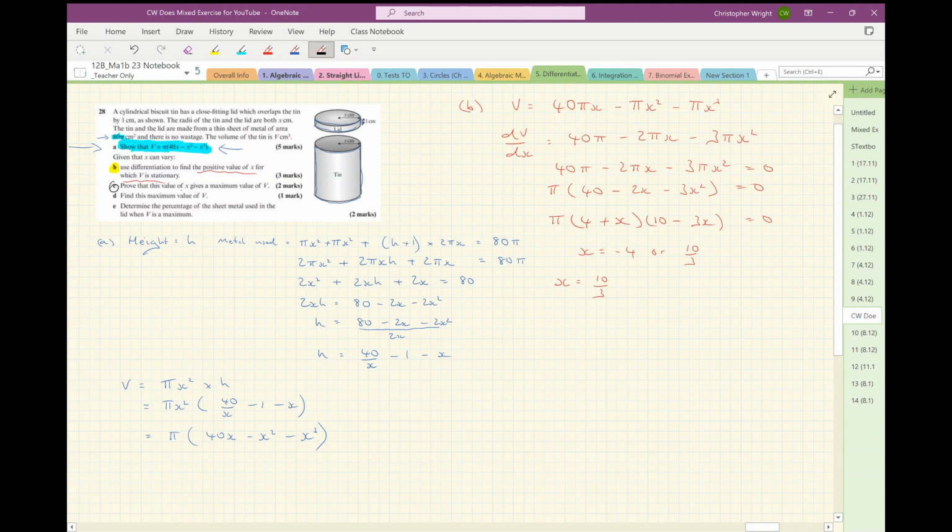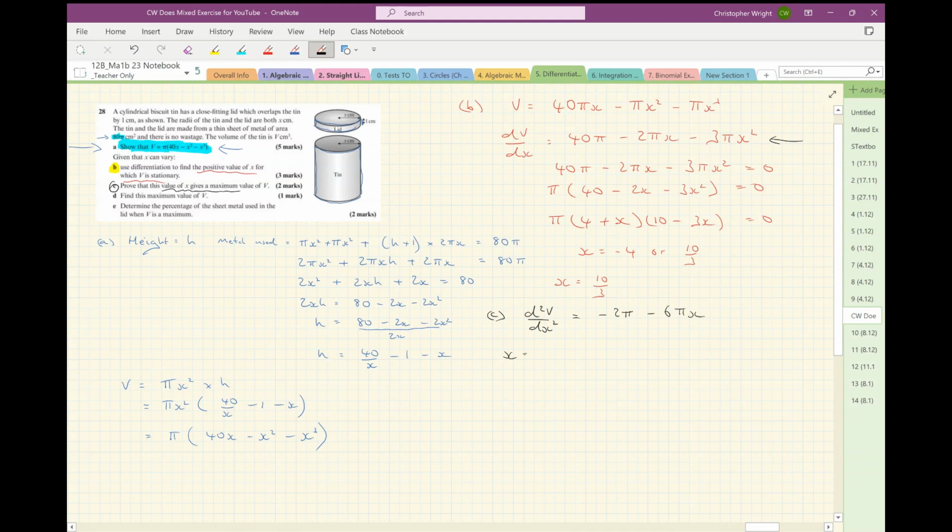Prove that this value of x gives a maximum value. Right, well, I know it's a stationary value, but of course I need to prove it's a maximum. So I'm going to need the second differential, I think. So we're going to need to know d2v by dx squared. So I'm looking at this, and I'm differentiating it again. It's going to give me minus 2 pi minus 6 pi x.